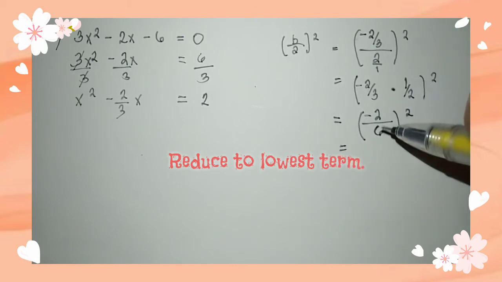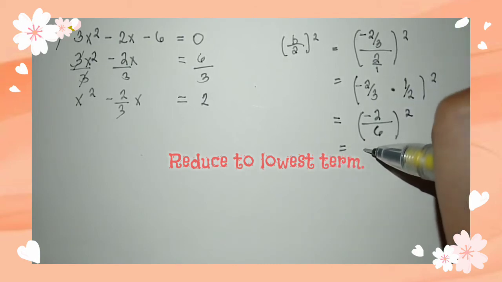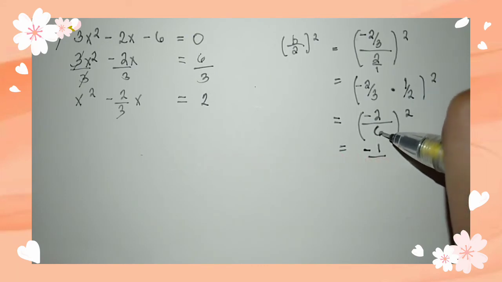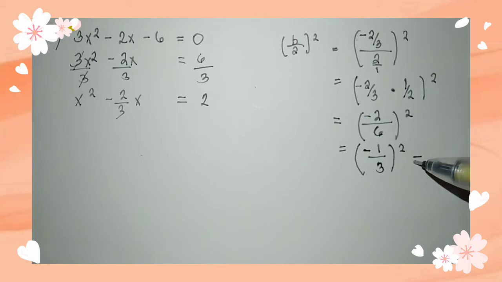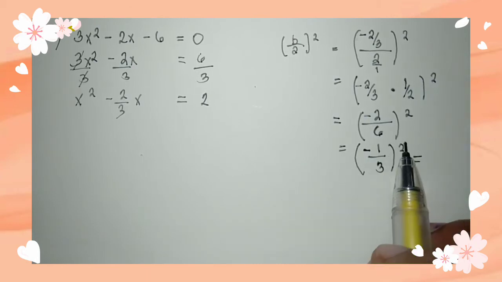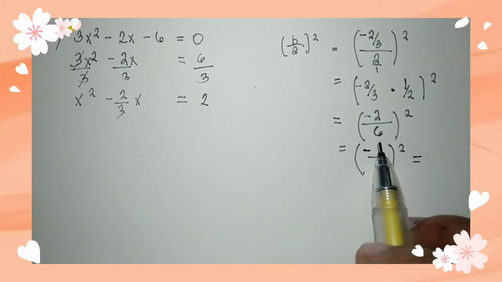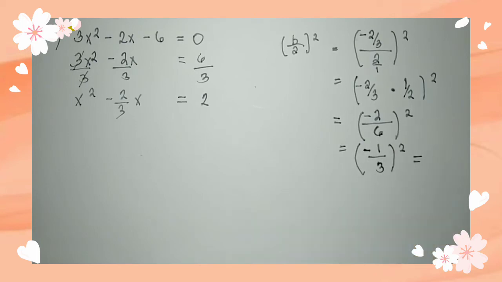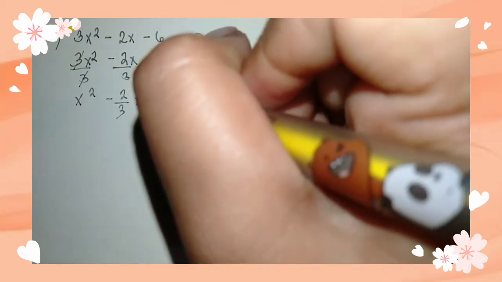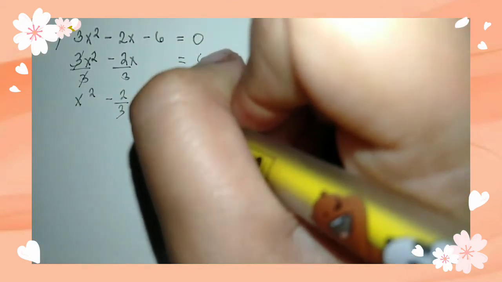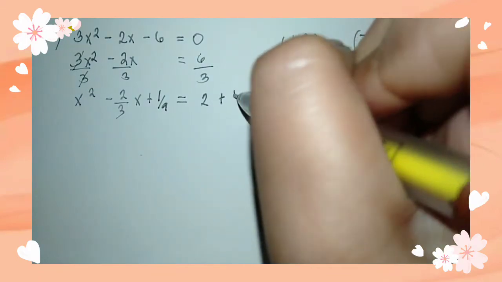I-divide natin siya by 2. Negative 2 divided by 2 is 1, and 6 divided by 2 is 3. Then, may squared pa tayo, okay? So, negative 1 times negative 1, since kailangan nating i-square both numerator and denominator, we have positive 1. And 3 times 3 is equal to 9. And that's it already. Yan na yung i-add natin dito and dito sa kabila. So, we have plus 1 over 9 and plus 1 over 9.